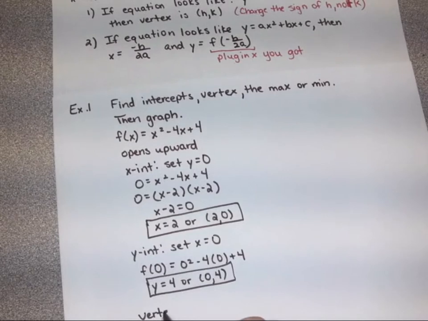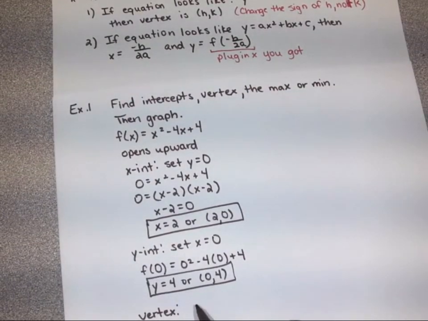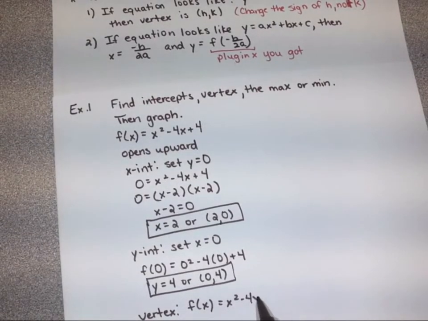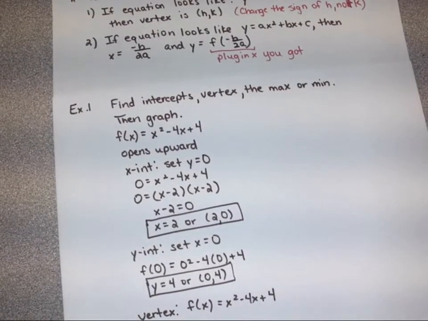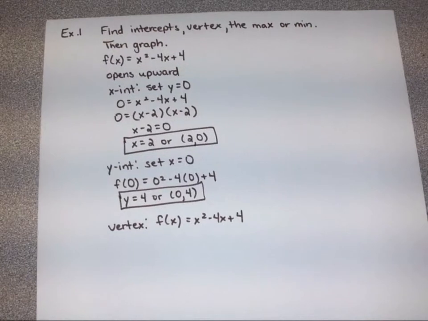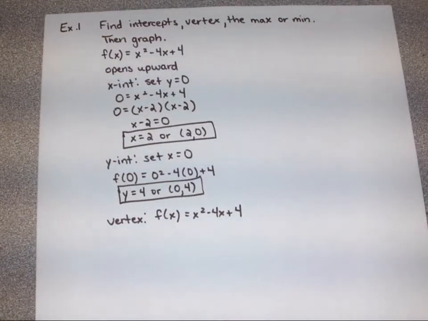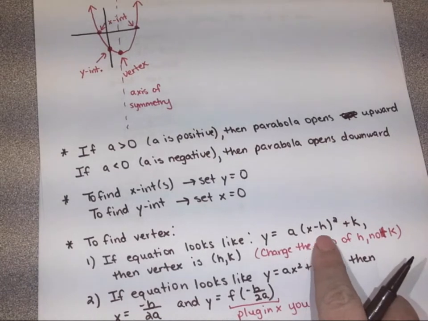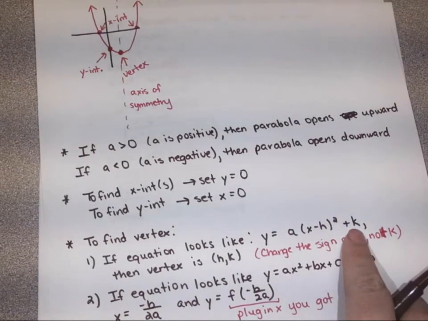Okay, so now let's look at the vertex. I'm going to rewrite the function down here just to make a point. Notice it's not in vertex form. It doesn't look like that first example that I gave you for vertex. I'm going to move this in a minute. It does not look like this. It's not a parentheses with a number added at the end.